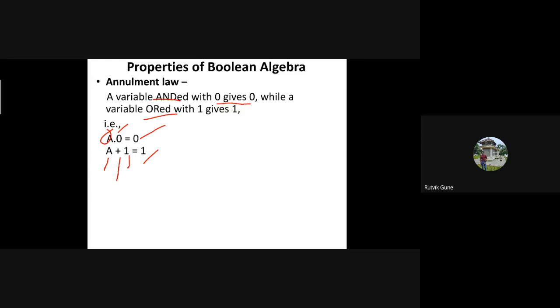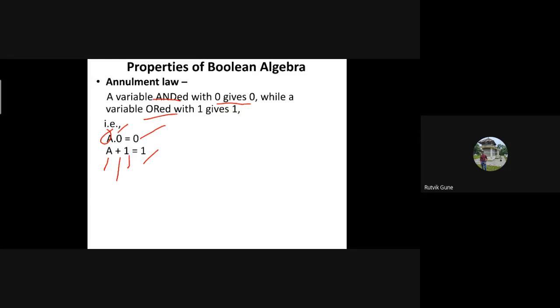Yes, ma'am. Okay, I hope you all are here with your notebooks and pens. Please take a notebook and pen and then sit. You will go on noting down the different laws. So similarly, annulment law says A ANDed with 0 gives you 0, and a variable ORed with 1 gives you 1.